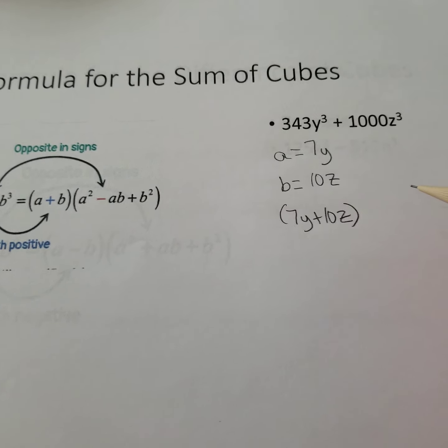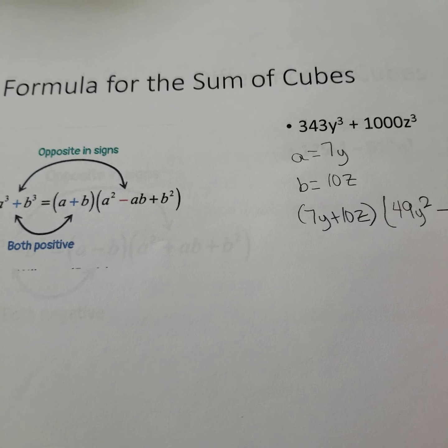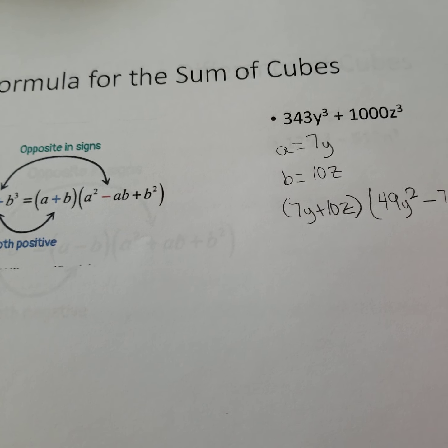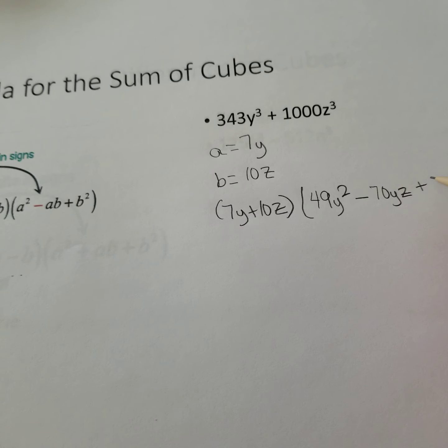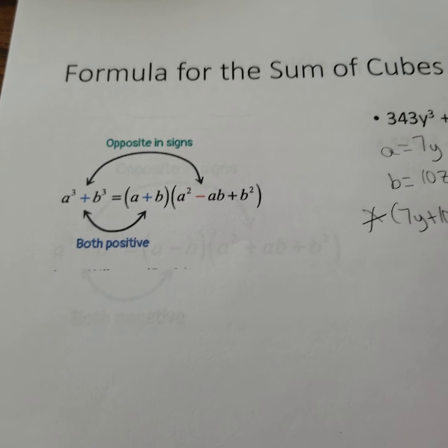minus, and notice that's the opposite sign of the first sign, is going to be a times b, so then that's going to be 7y times 10z, which is 70yz. And then the last term is always positive, so then that's going to be plus 10z squared, which is 100z squared. And then that's our answer. Make sure you get this formula for the sum of cubes.